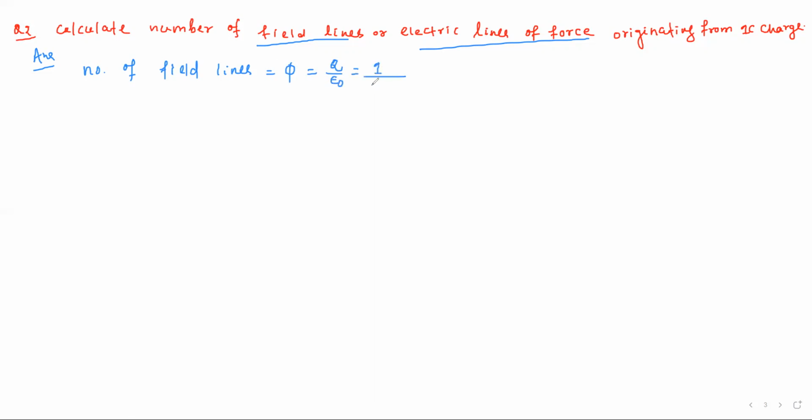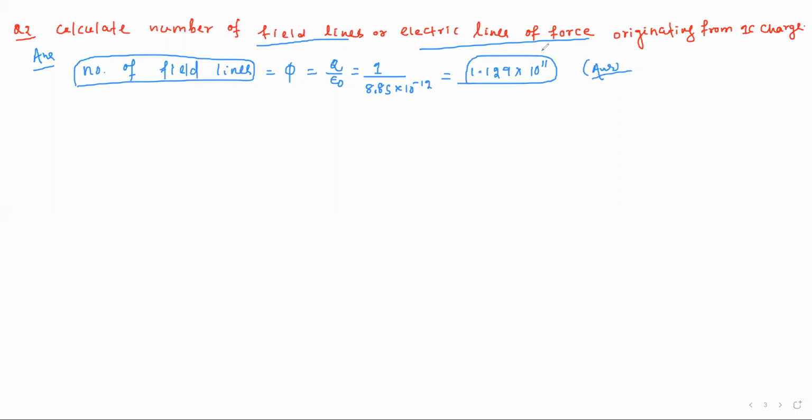Q value is 1, epsilon naught value is 8.85 into 10 to the power minus 12. Solving this, we get 1.129 into 10 to the power 11 Newton meter square per Coulomb. But in this case we will not write the unit, because here we have to find the number of field lines. So this is the number. Flux also means number of field lines, so there is no need to be confused.